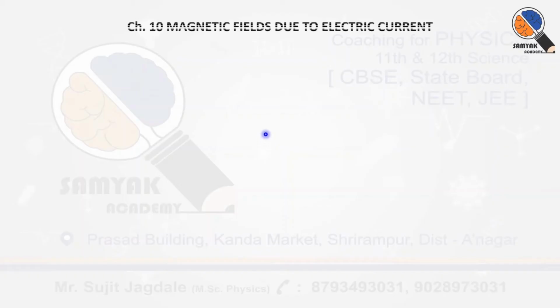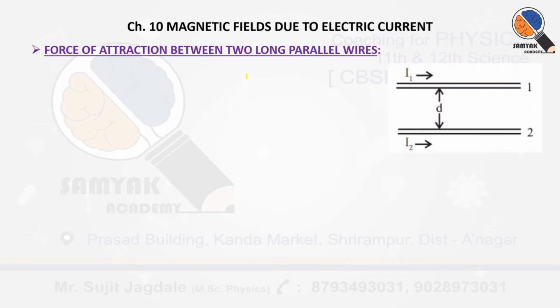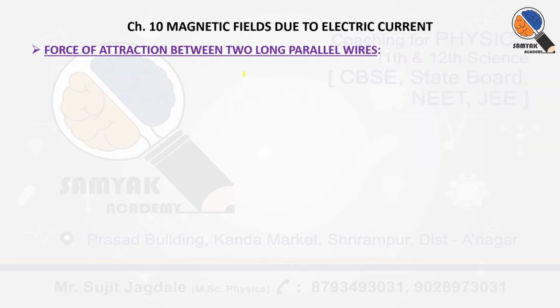Now today we are going to consider chapter number 10, magnetic fields due to the electric current, and in this particular chapter we are going to obtain an expression for the force of attraction. That means whatever force of attraction is present between two long parallel wires which are carrying current. So that particular expression we have to prove.